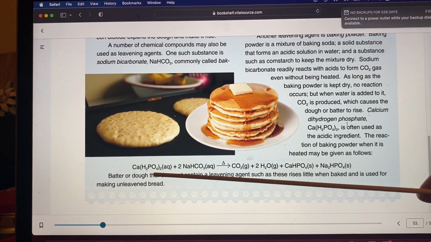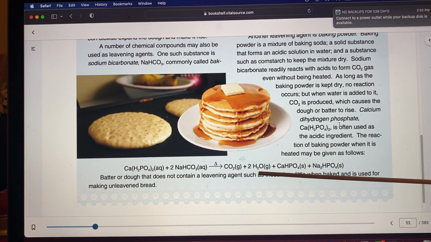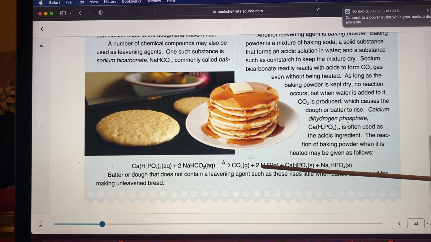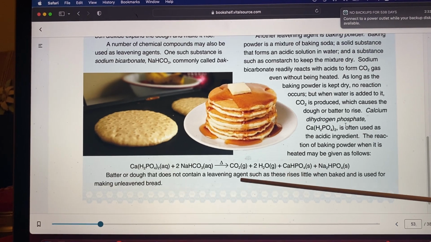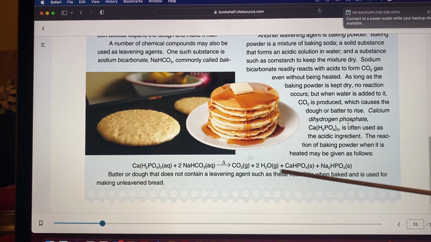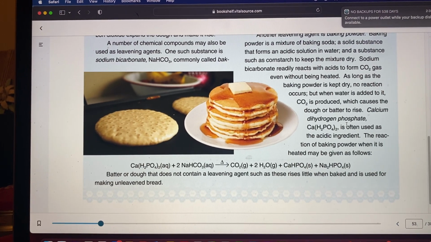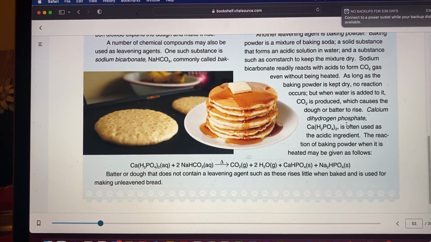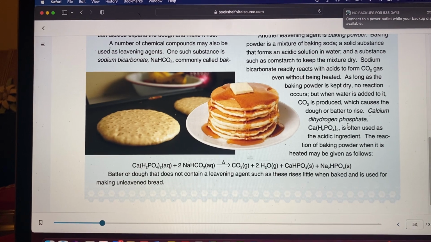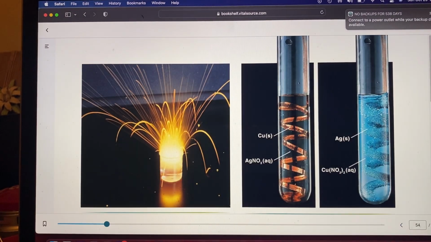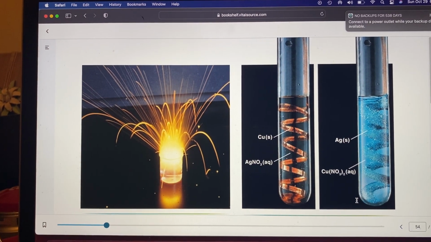So here's the equation. And this equation is a decomposition because these two things are added together, but they end up decomposing into one, two, three, four things. One of them is carbon dioxide, and another is water, and then two other substances. So that's how it can get kind of complicated with decomposition. I just wanted to go over that. And then let's go into the next real quick here. Here's some pictures here too.